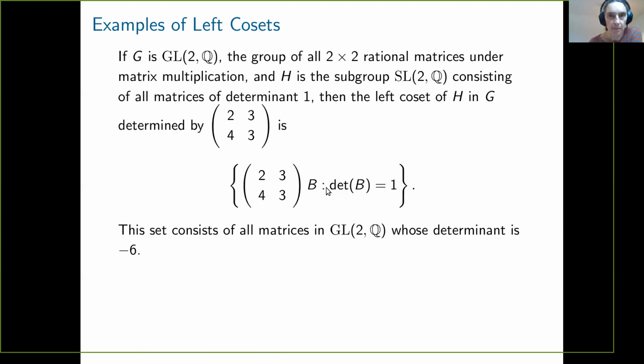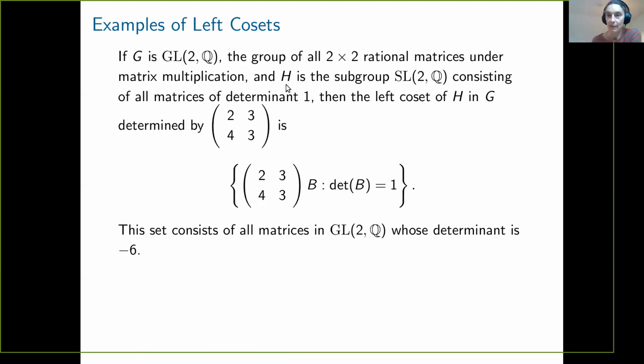A second example: suppose we take the group GL2Q, the general linear group of all 2 by 2 rational matrices under matrix multiplication. And suppose we take H to be the subgroup SL2Q. This is called the special linear group, which consists of all the matrices of determinant 1. So G has all the 2 by 2 matrices with rational entries and non-zero determinant.